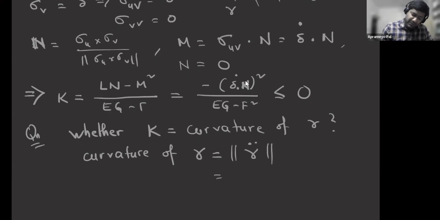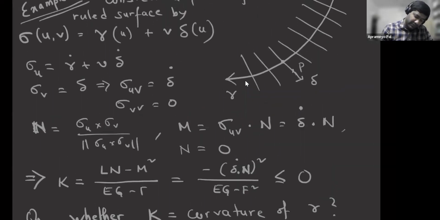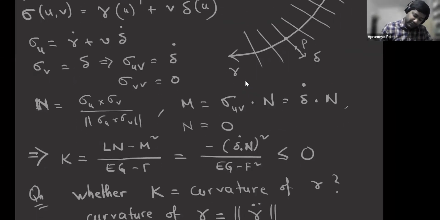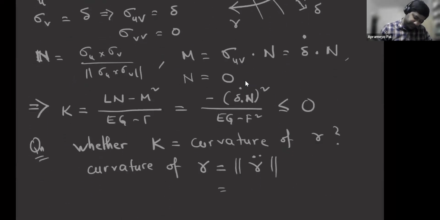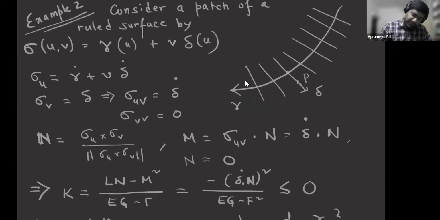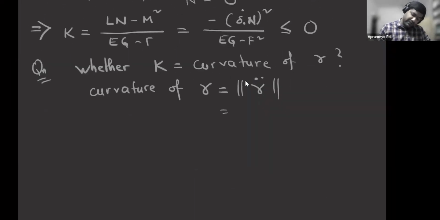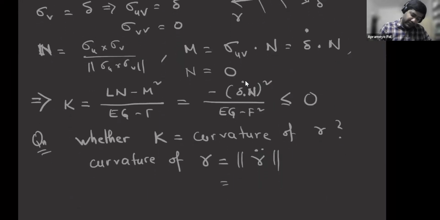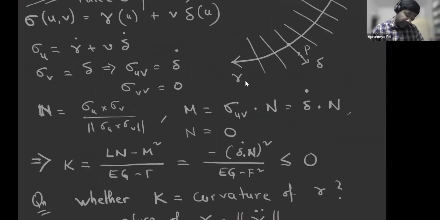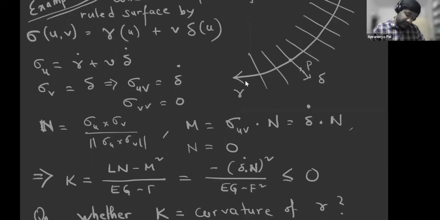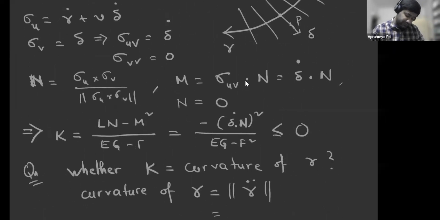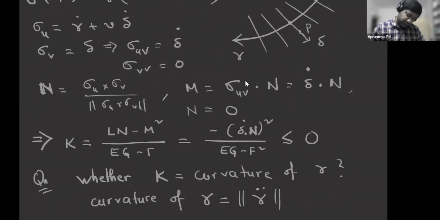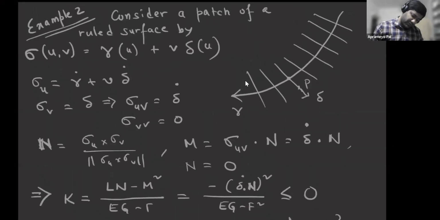So what is this? Here we have not really computed gamma double dot. Did we? No, we didn't, right? So at least at first instance, it doesn't look like it. So what is gamma double dot here?